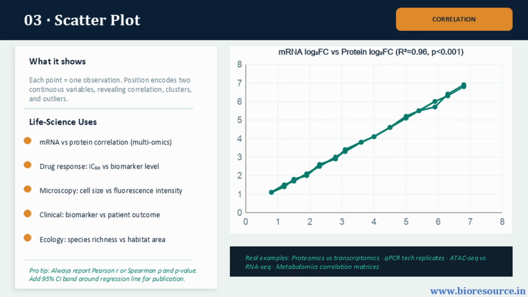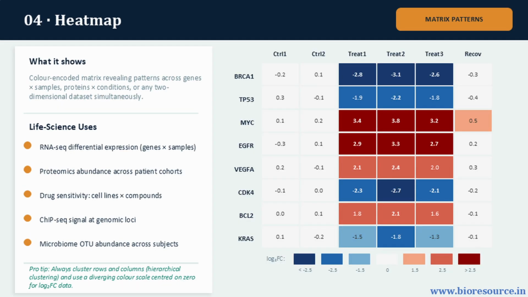reliable that relationship is. Heat maps are powerful when you have matrix-like data, such as genes by samples, proteins by conditions, or cell lines by drugs. Color becomes the language of the chart. In life science, heat maps are widely used for RNA-seq expression, proteomics abundance, drug sensitivity, ChIP-seq signals, and microbiome data. But heat maps can also be misleading if they are not designed carefully.